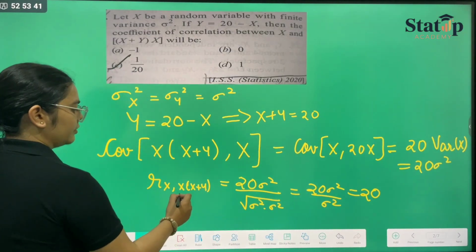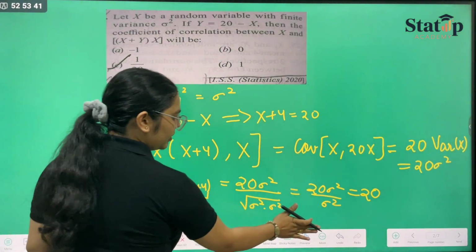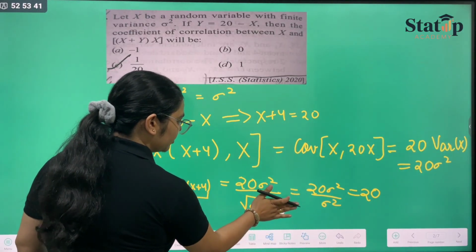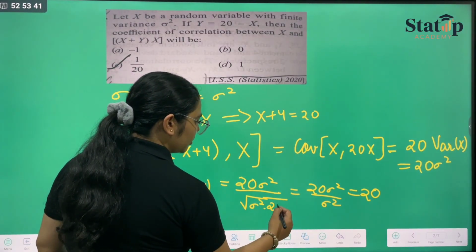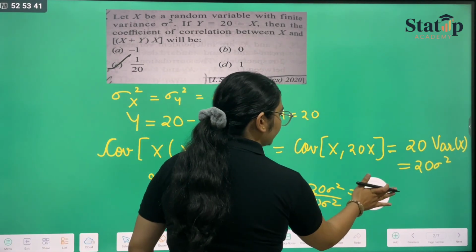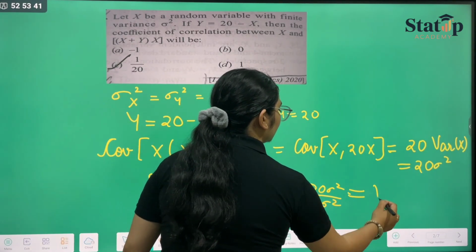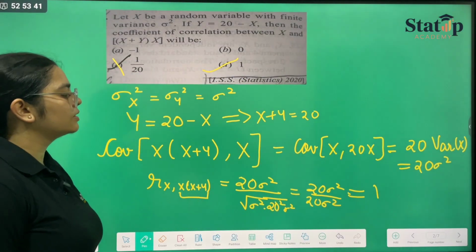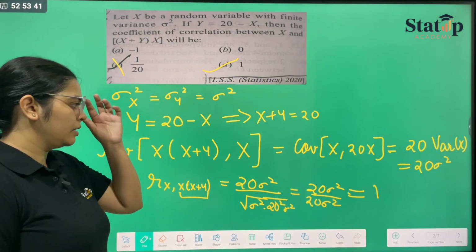And the variance of this term will be 20 square sigma square, so it will be under root of 20 square sigma square, which will be 20 sigma square, and our answer will be 1. So the correlation coefficient between the two variables is 1.